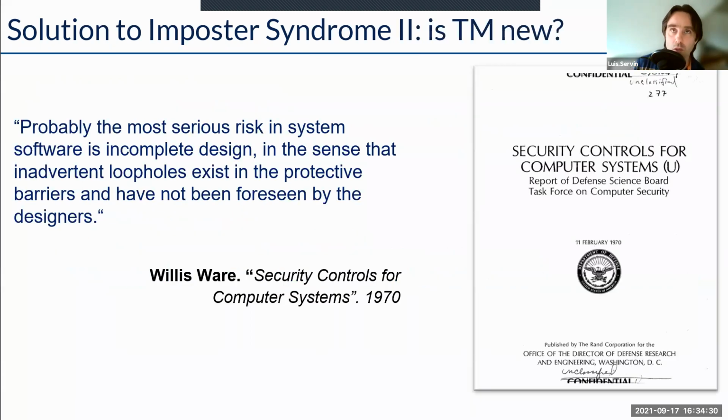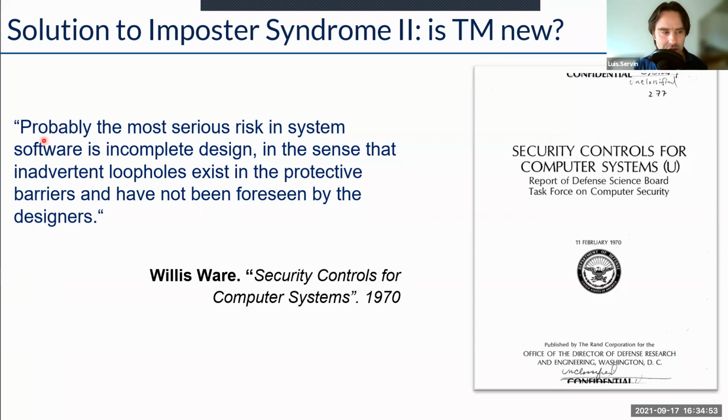So one way to take the imposter syndrome away is to ask, is this thing that we're doing new? And for that, I find fascinating this document from 1970, the epoch, right? So the 1st of January 1970 is the epoch. This is 1 month later, 11th of February 1970.